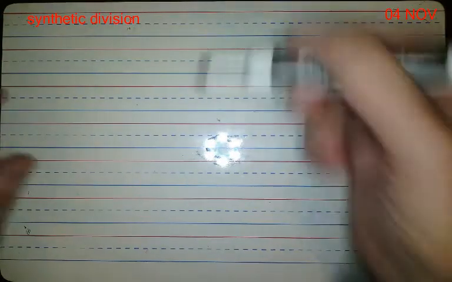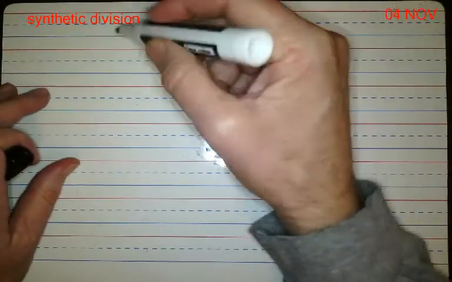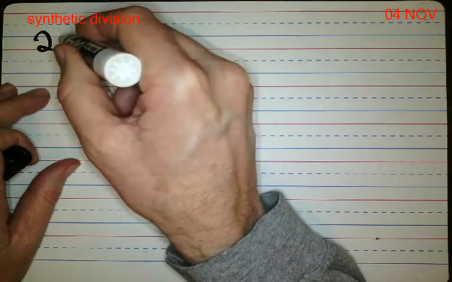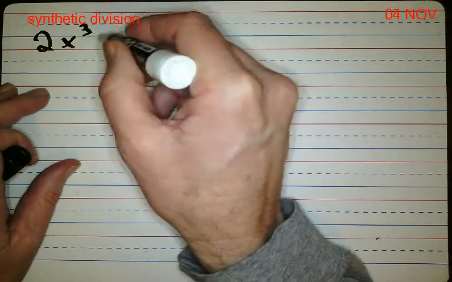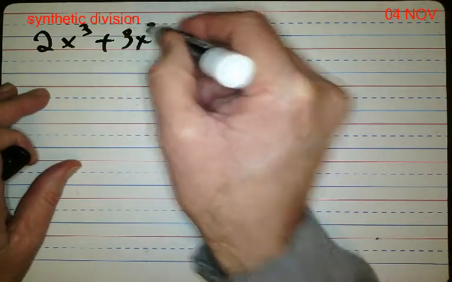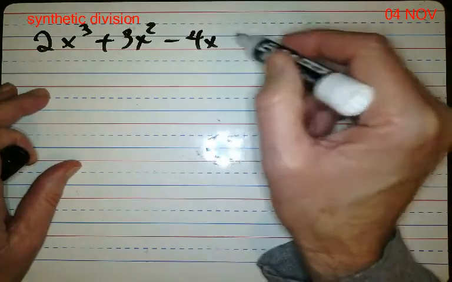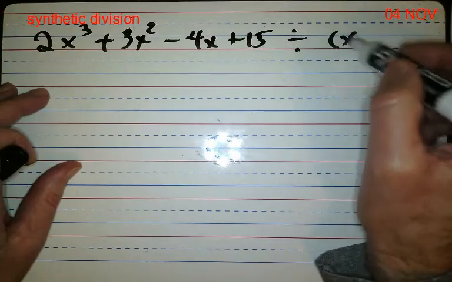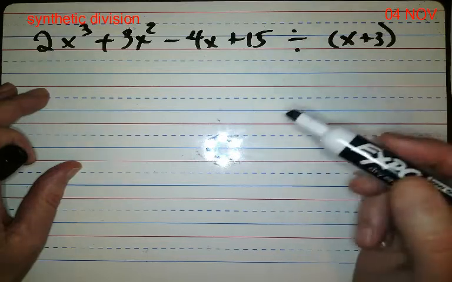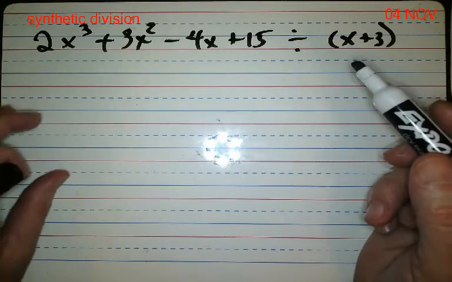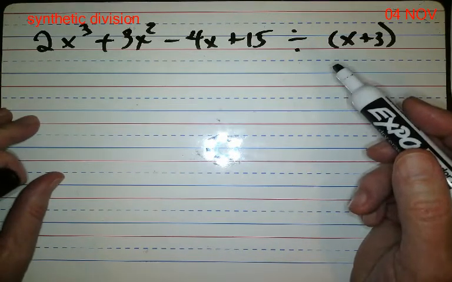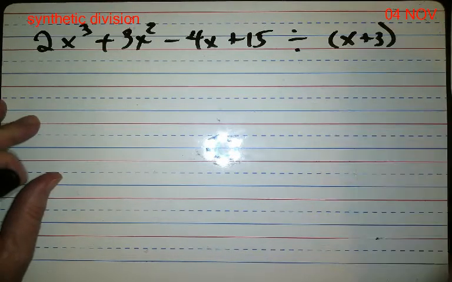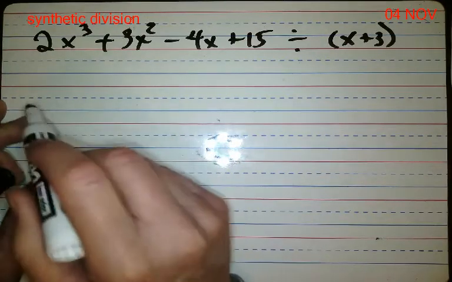Whenever we divide a problem like this, let's start with 2x to the third plus 3x squared minus 4x plus 15. And let's say we wanted to divide it by x plus 3. Now we could do long division, but once you understand synthetic division, you are going to love it. There are two parts to synthetic division.